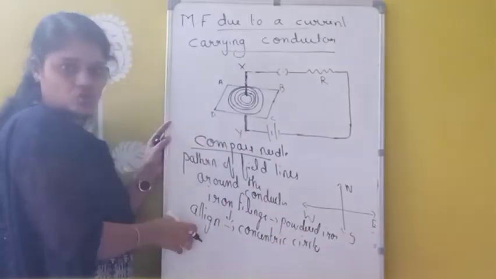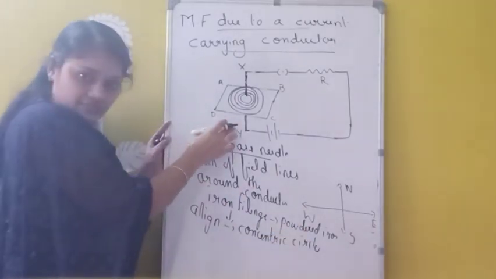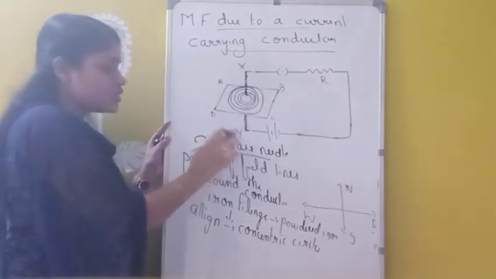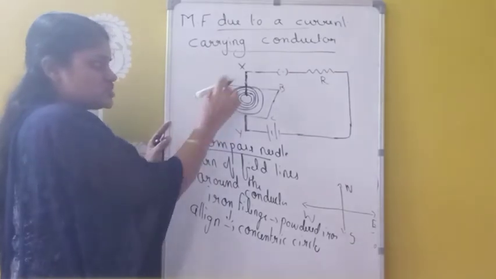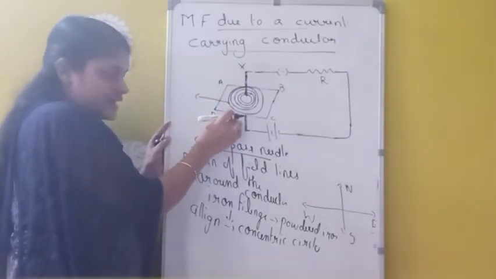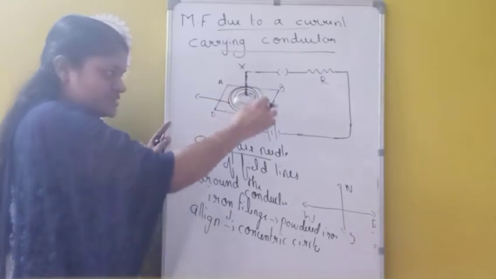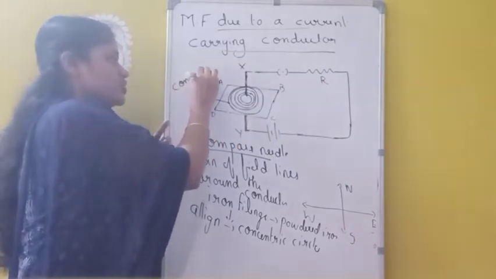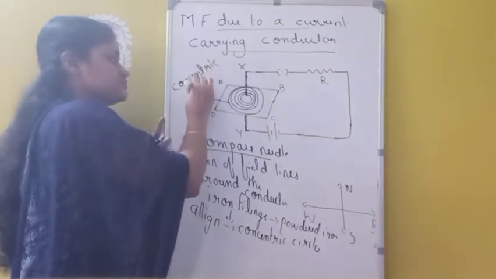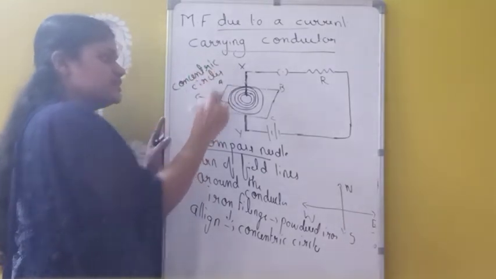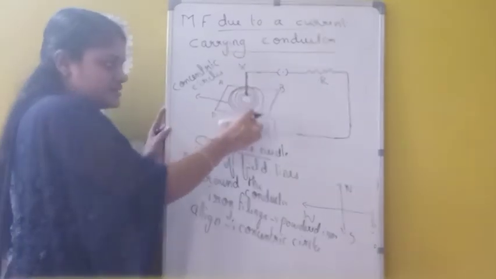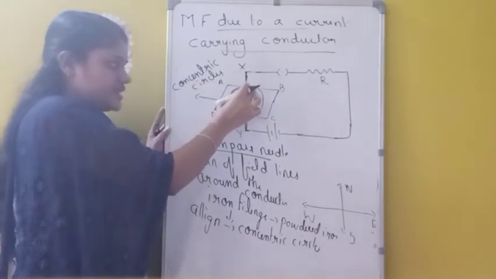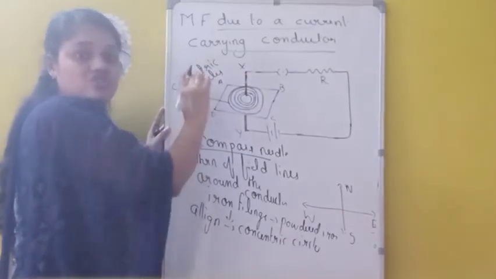So what does this show? This shows that the pattern or shape of field lines around a current carrying conductor is of which shape? Concentric circles. So in the case of a straight current carrying conductor, the pattern of field lines around it is in the form of concentric circles. Whenever electric current is passing through a conductor, this conductor behaves as a magnet, and the field lines around it are concentric circles.